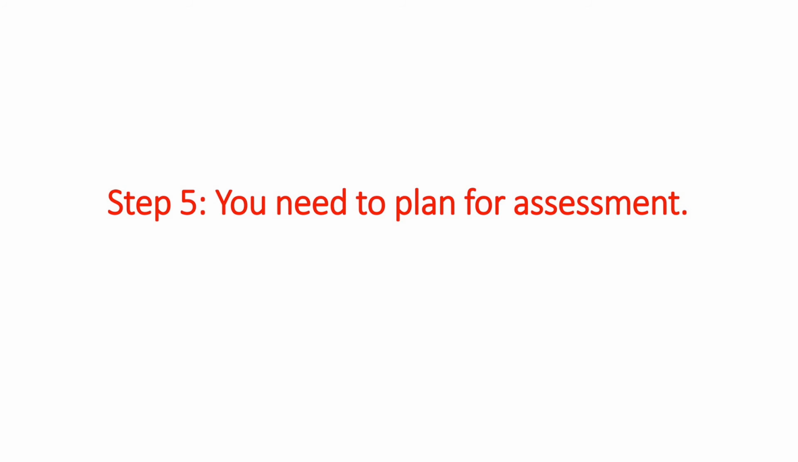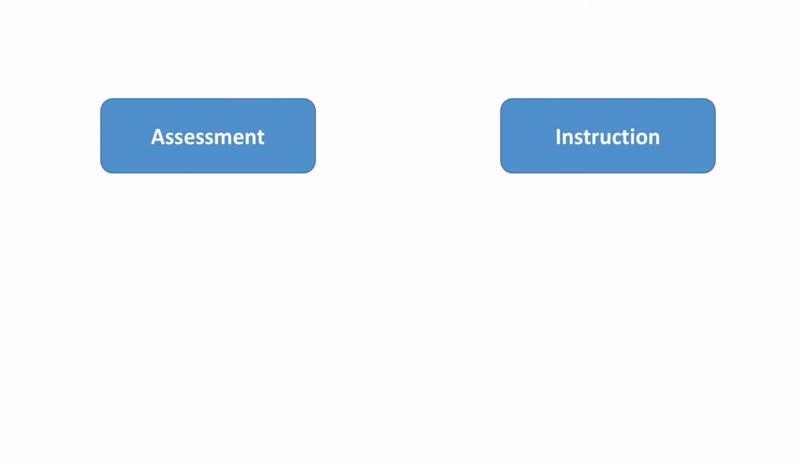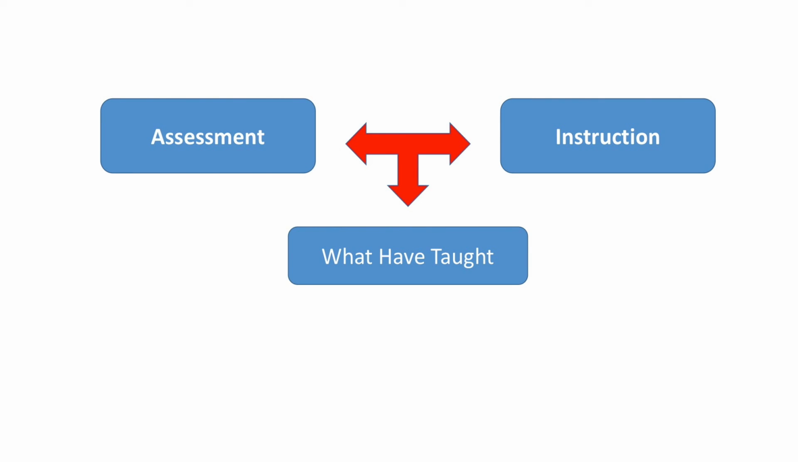Step 5. You need to plan for assessment. You need to think about what forms of assessment you want to use and when to use them. Remember always to link assessment to your instruction, which means you need to assess what students have learned instead of what they haven't learned.